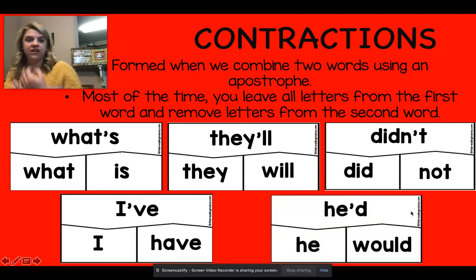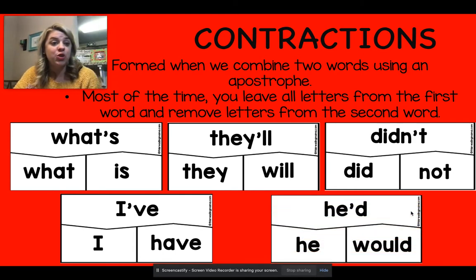Okay, the other one that we're going to look at today is when we make a contraction using the word would. He would becomes he'd. Okay? He'd like to have stayed, but he had to go. So that means he would have liked to stay, but he had to go. He'd. Okay? Here's the first word, he. It's still there. We've lost some letters, W, O, U, and the L, but we use one apostrophe to show that all of those letters are gone.